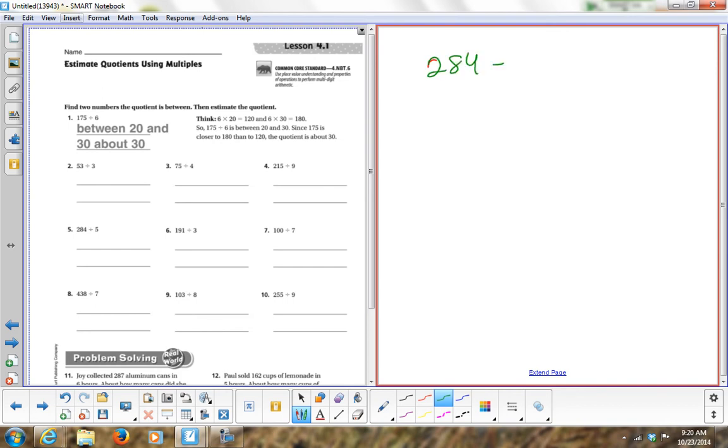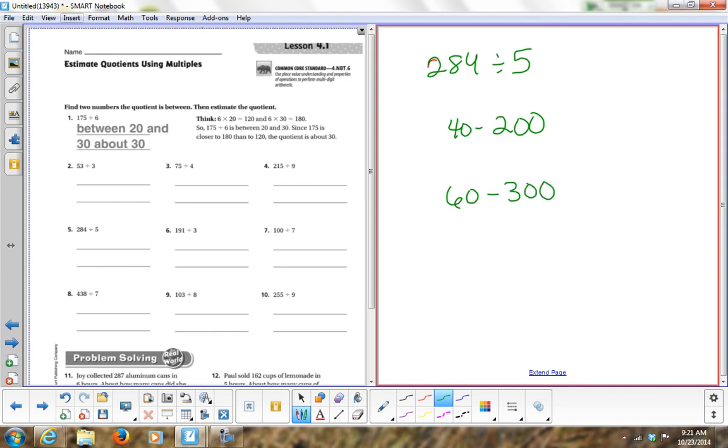284 divided by 5. Okay, where can I start, Heather? Think of your multiples of 10, like 5 times 50, or 5 times 60, or 5 times 40. Which is going to be closest to that number? No, put your hands down. 5 times 40 is what? Okay. All right. So 5 times 40 is 200, but that's a little low. So let's jump up one. We could use 6 times 60 because it is 300. Okay. 5 times 6 is 30, so it'd be 300.